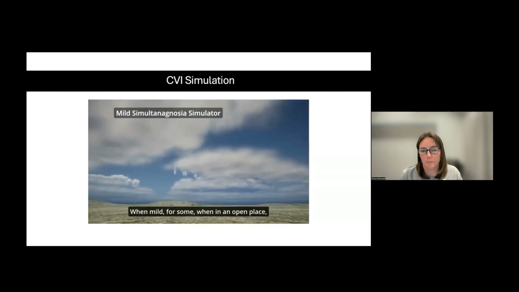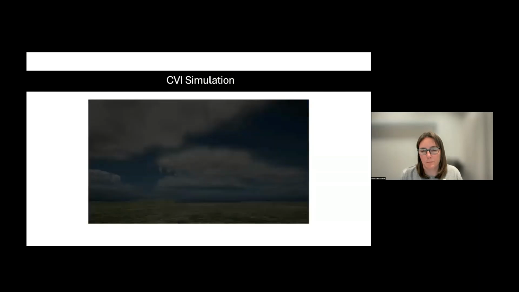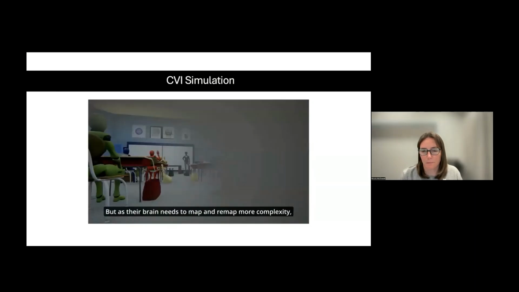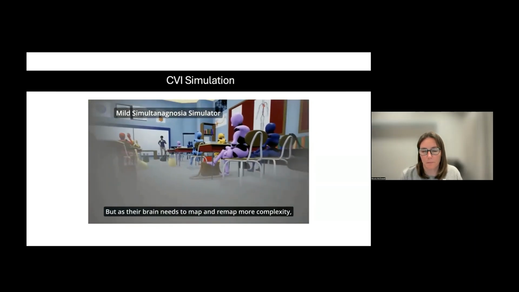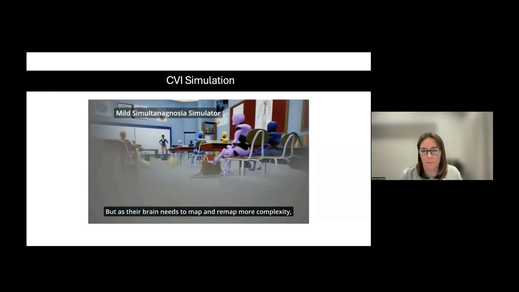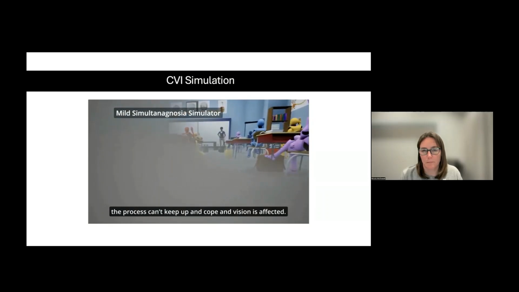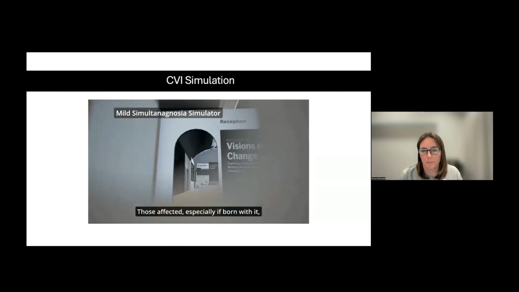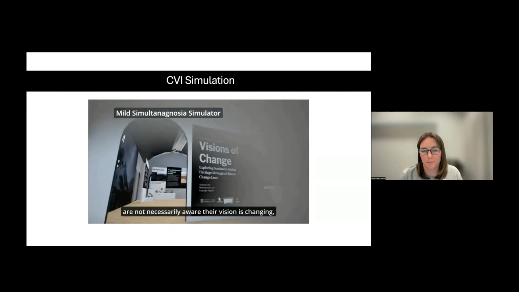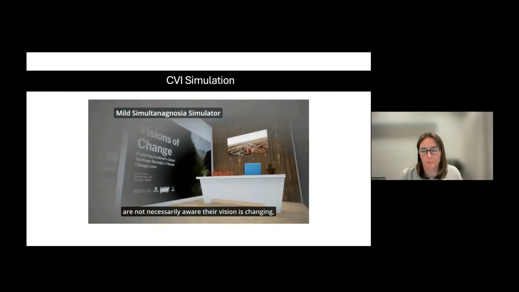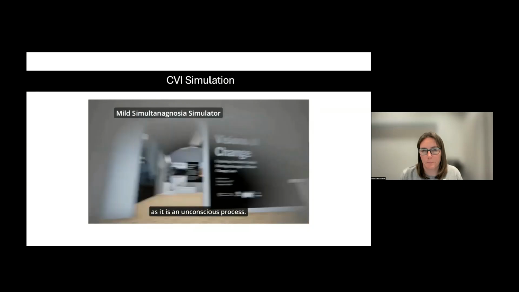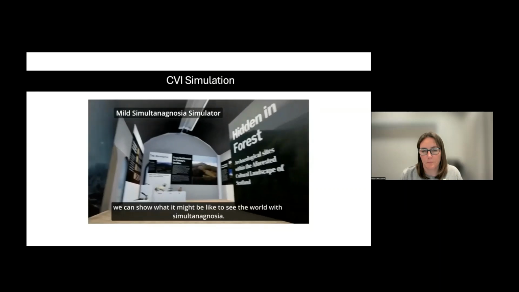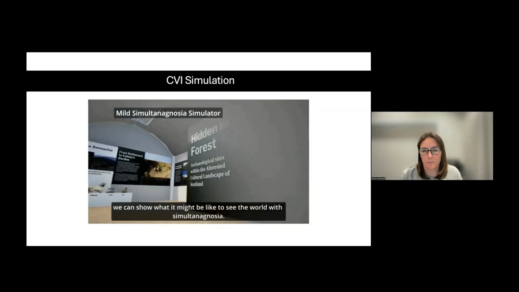When mild, for some, when in an open place, their vision may be very similar to vision without CVI. But as their brain needs to map and remap more complexity, the process can't keep up and cope, and vision is affected. Those affected, especially if born with it, are not necessarily aware their vision is changing, as it is an unconscious process. Using CVI Sim, we can show what it might be like to see the world with simultaneous agnosia.